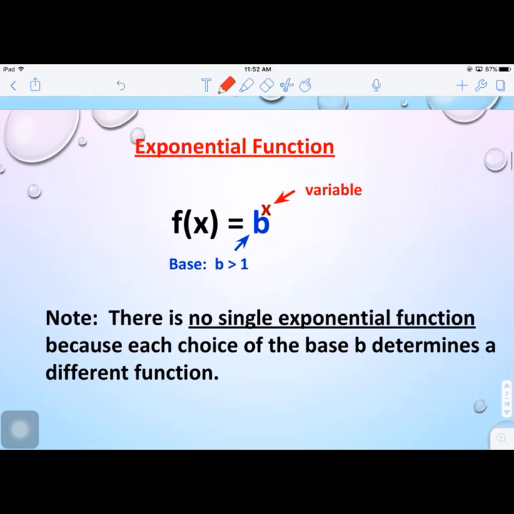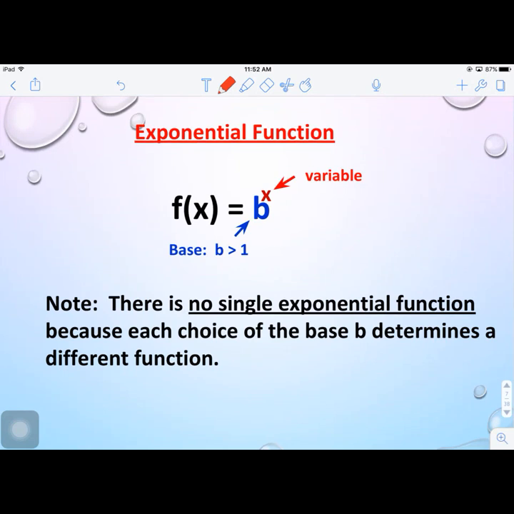So let's take a look at the first equation. f of x equals b to the x. Notice that b is the base, and b should always be greater than 1 for an exponential growth. And notice that x is in the exponent position. So this is how we form an exponential function.